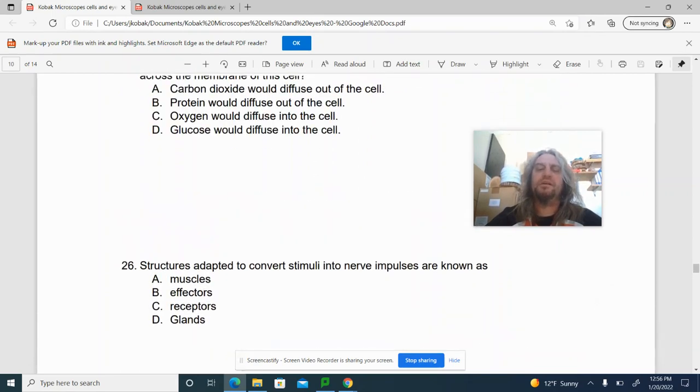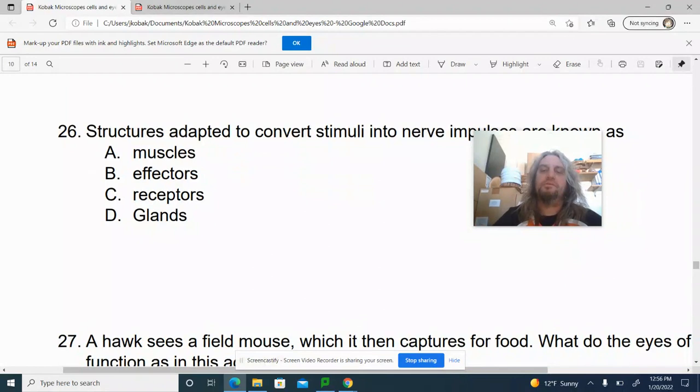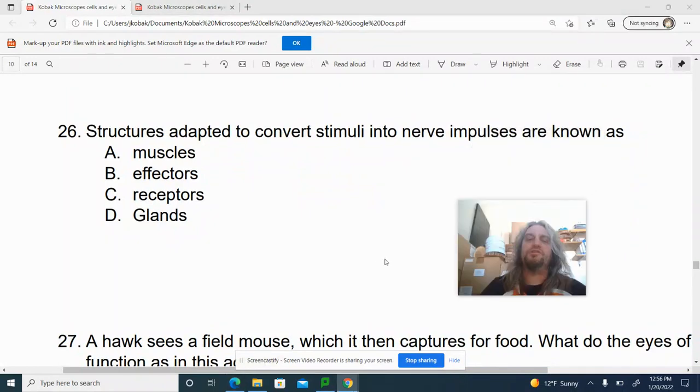Question number 26. Structures adapted to convert stimuli into nerve impulses are known as A. Muscles, B. Effectors, C. Receptors, D. Glands.